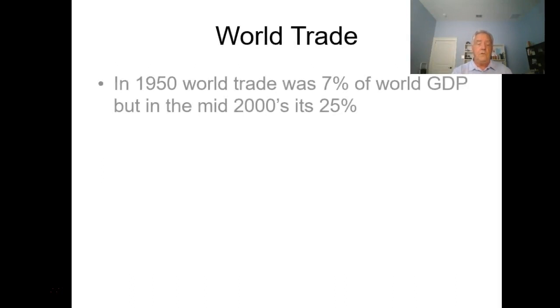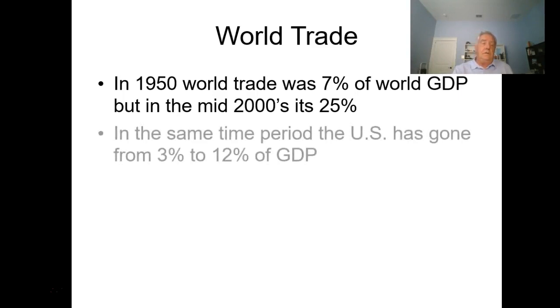Okay, world trade. In 1950, world trade was 7% of world GDP. As I said earlier, by the mid-2000s, it's 25%. If it hadn't been for the Great Recession, it would probably be closer to 30% now. At the same time, the U.S. has grown from 3% to 12% of world GDP.